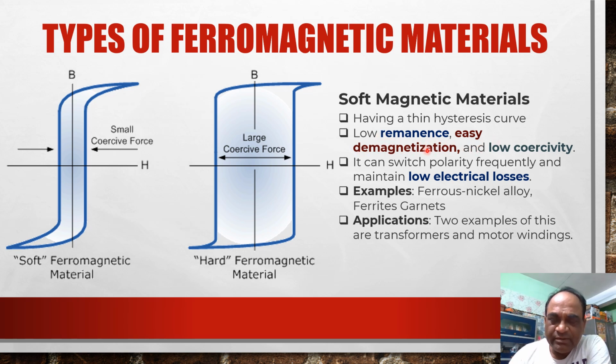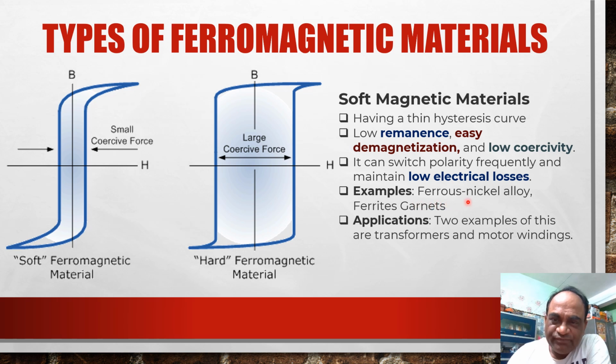Easy demagnetization, as remanence is low, so demagnetization is also easy. And low coercivity, that means the value of magnetizing force required to bring it back to zero from magnetization is also low. So this type of soft magnetic material can switch polarity frequently and maintains low electrical losses. So electrical losses are low for this type of material.